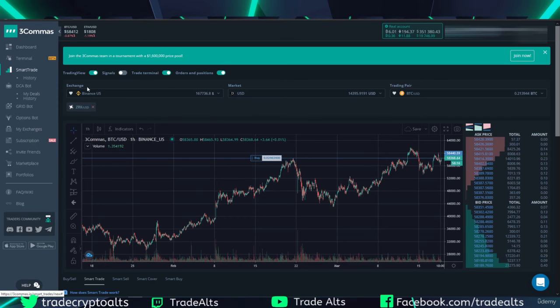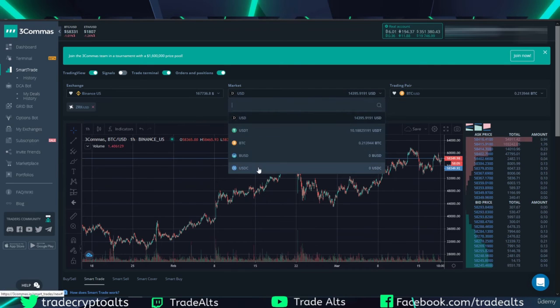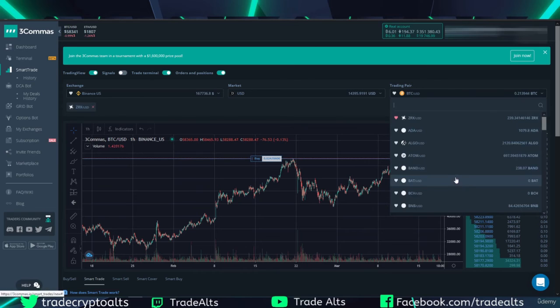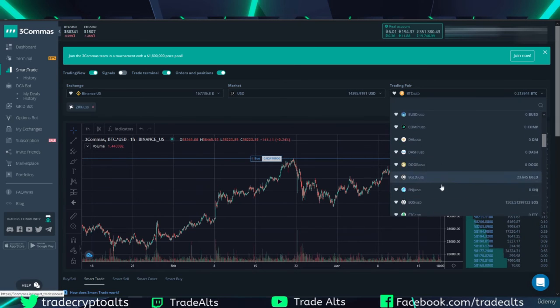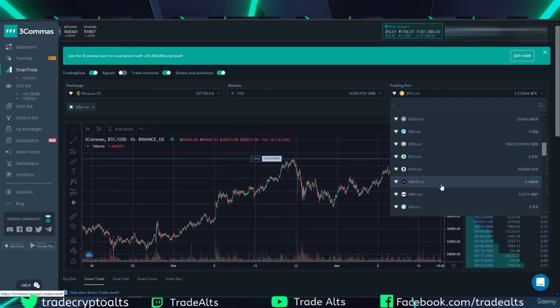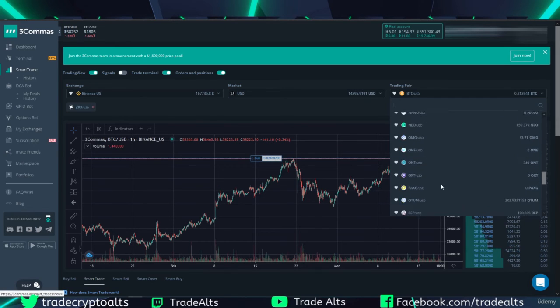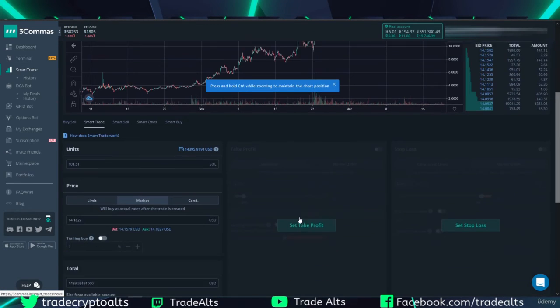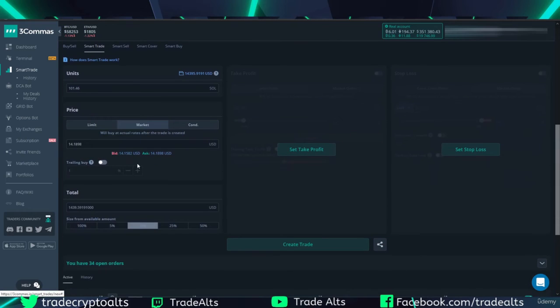So I'll show you again. You highlight the exchange on this box that you want, whatever exchange you want to use, your market. So we'll use USD in this example. But if you want to trade a Bitcoin pair, you can trade a Bitcoin pair, but we're going to use USD. And let's pick something. Let's buy more, what do I want to buy? Let's buy more Solana. Right there. So let's buy some Solana. All right. So you can literally create a trade from 3Commas.